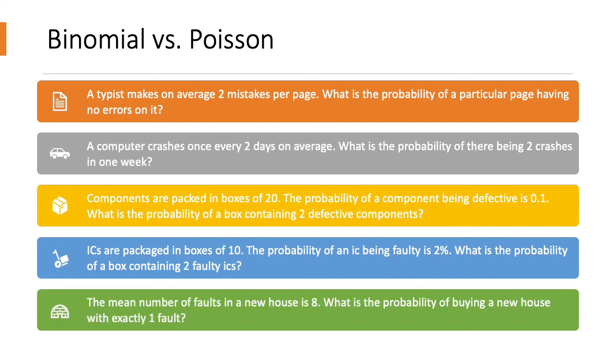Finally, the mean number of faults in a house is 8. What is the probability of buying a new house with exactly 1 fault? And once again, this will be a Poisson since we don't have a specific upper limit or a clear number of trials in this case.